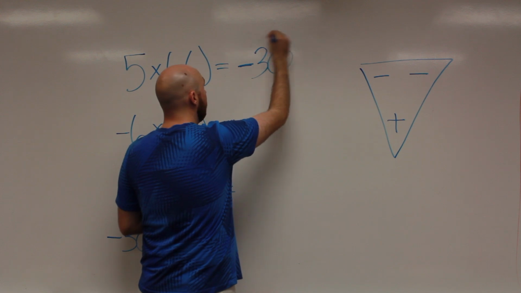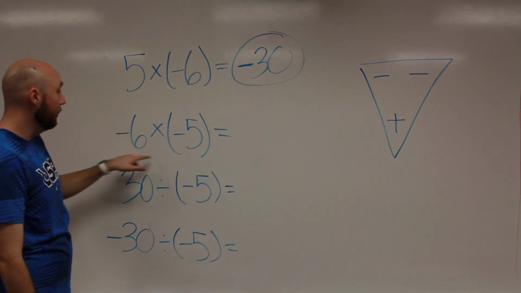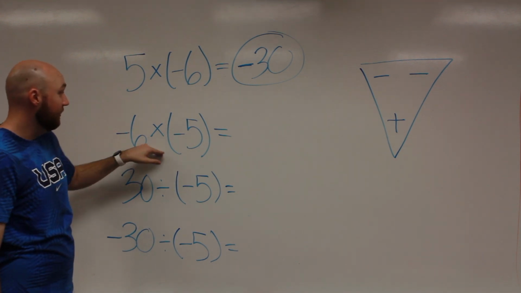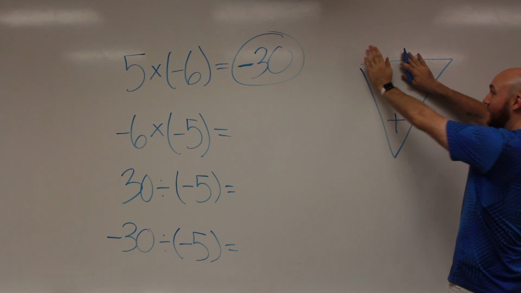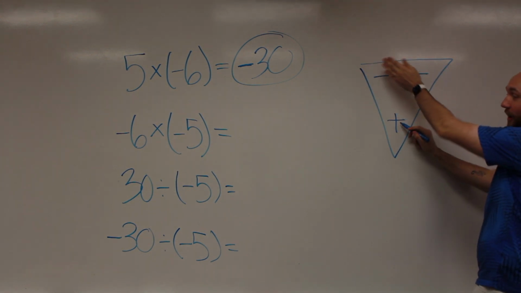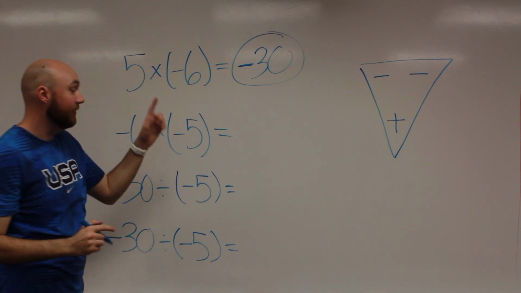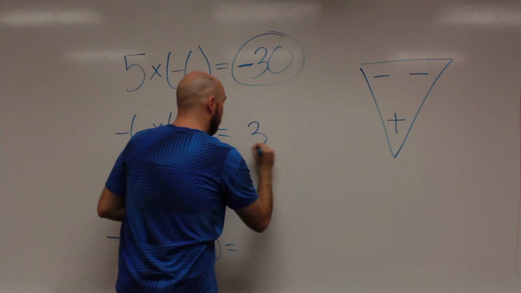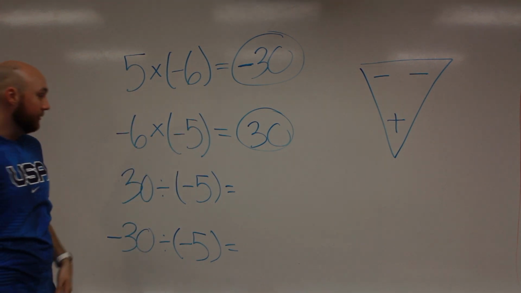Boom, my answer here, negative 30. All right, same numbers here, but both of them are negative. So I got negative 6 times negative 5. My 6 is negative, my 5 is negative. I'm left with a positive. Okay, so my answer is going to be positive. 6 times 5 is 30. So negative 6 times negative 5, positive 30.